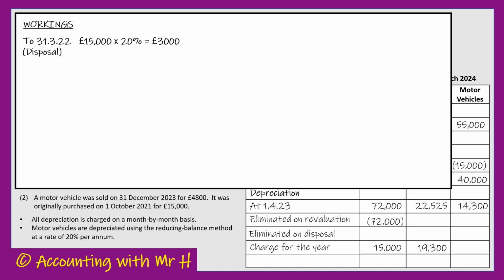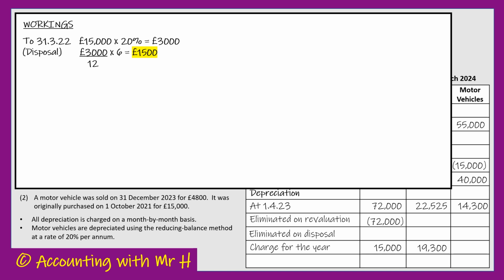They didn't own it for all of that year. So they bought it on the 1st of October. So they owned it for October, November, December, January, February, March. They owned it for 6 months, half of that financial year. So I'm going to take the £3,000, divide it by 12 months, multiply by 6 months. So in that first year that they owned it, they would have depreciated this vehicle by £1,500.